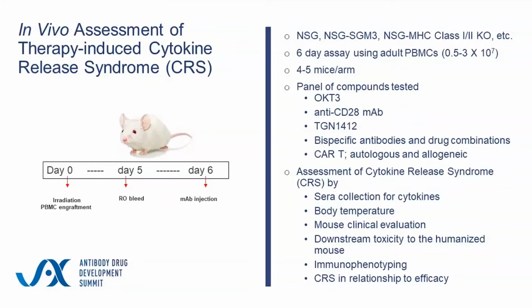Once again, we run a bunch of different therapeutics: OKT3, anti-CD28, TGN1412, bispecifics and drug combinations, CAR T, autologous and allogeneic as well. And once again, our endpoints are things like cytokine release, mouse body temperature, mouse clinical evaluation. What happens to the mouse? Downstream organ toxicities in the mouse, effects on immunophenotyping, and once again, CRS in relationship to efficacy. Now, all this can be done in the same mouse with only 4 to 5 mice per group.